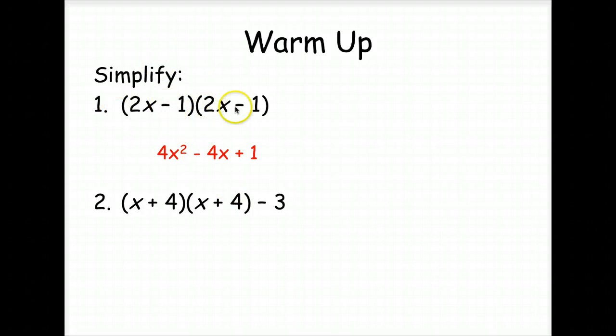Use the FOIL method on this binomial. We'll get 4x squared minus 4x plus 1. Notice we're squaring that, aren't we? 2x minus 1. This one's a wee bit different. When we multiply the last terms, we'll get a 16 minus 3. We'll have x squared plus 8x plus 13.